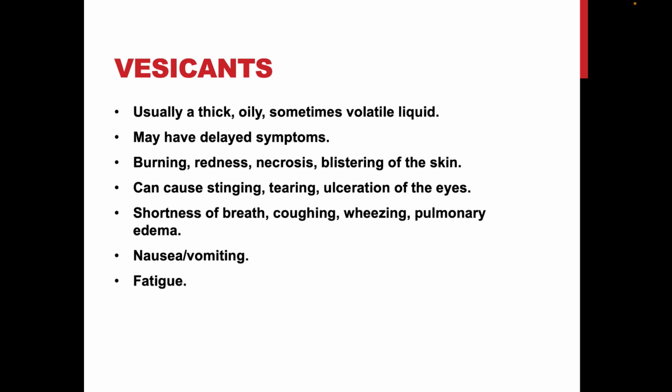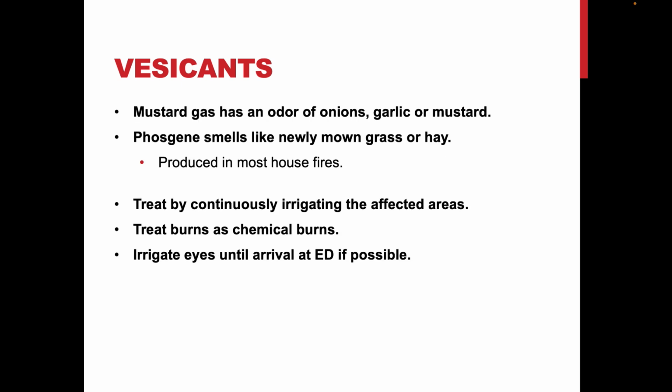Exposure to these agents typically causes burning, redness, necrosis, and blistering of the skin. Can also cause stinging, tearing, and ulceration of the eyes, shortness of breath, coughing, wheezing, and pulmonary edema if it's inhaled. Nausea and vomiting is fairly common, along with significant fatigue. Mustard gas has an odor of onions, garlic, or mustard. Phosgene smells like newly mown grass or hay, and unfortunately is also produced in most house fires. You treat these by continuously irrigating the affected areas, and you treat the burns as chemical burns. Irrigate the eyes until arrival at the emergency department if possible.